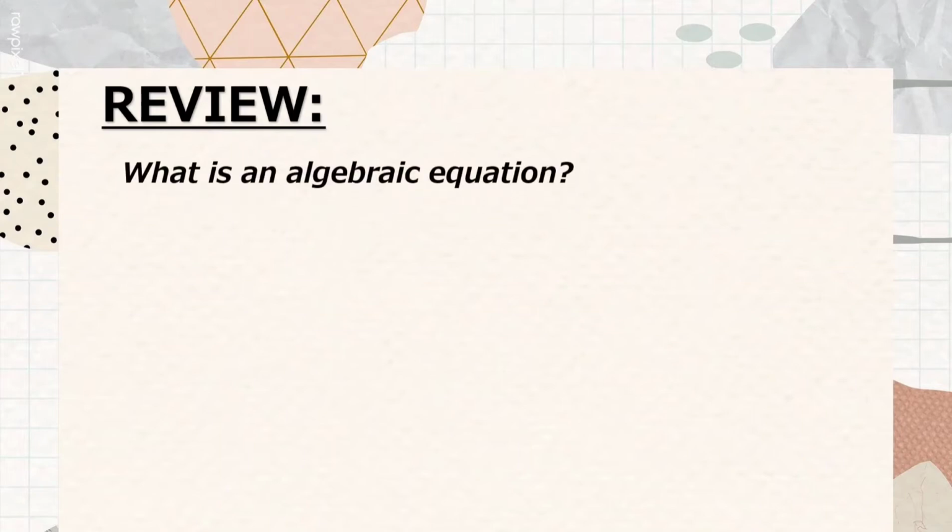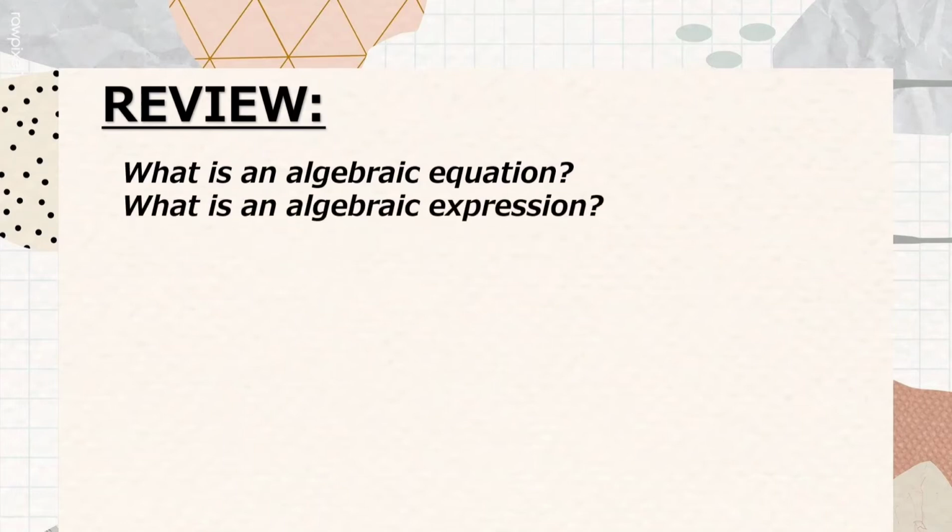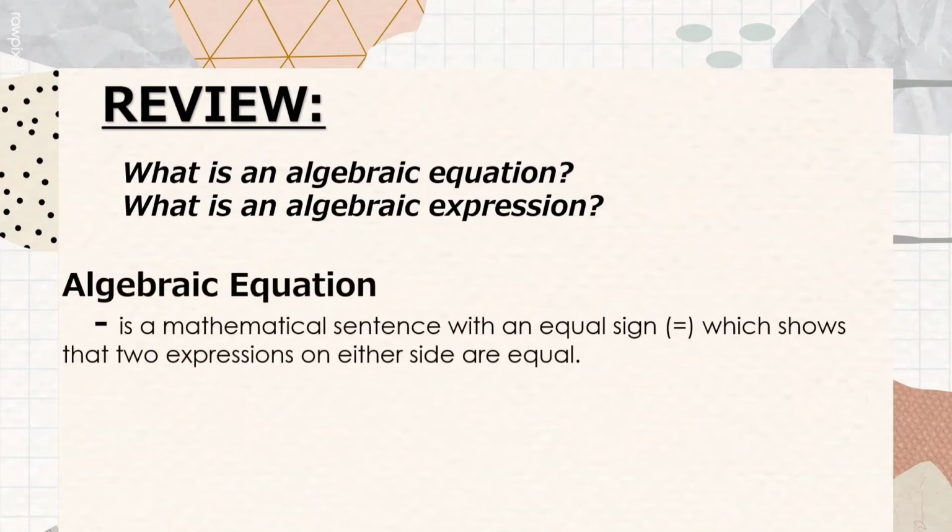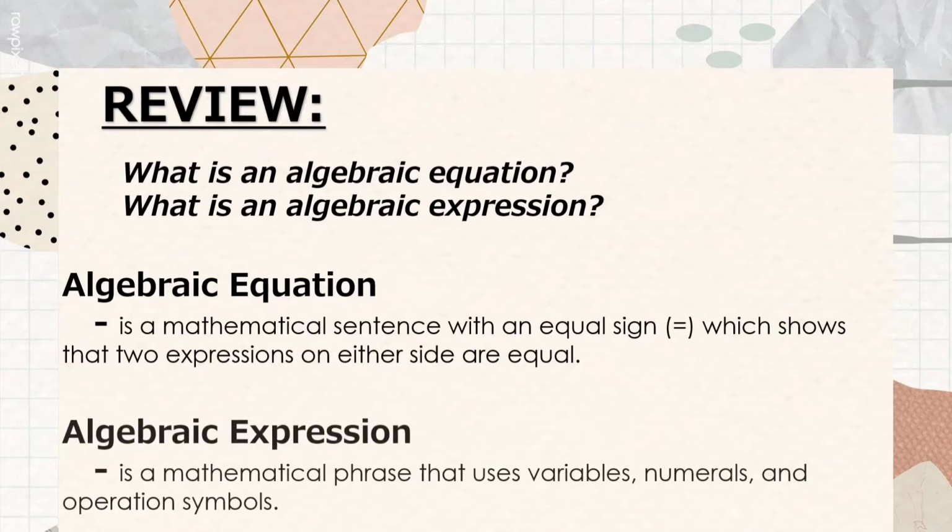Let's first have a review from our previous lesson. What is an algebraic equation? What is an algebraic expression? When we say algebraic equation, it is a mathematical sentence with an equal sign which shows that two expressions on either side are equal. When we say algebraic expression, it is a mathematical phrase that uses variables, numerals, and operation symbols.